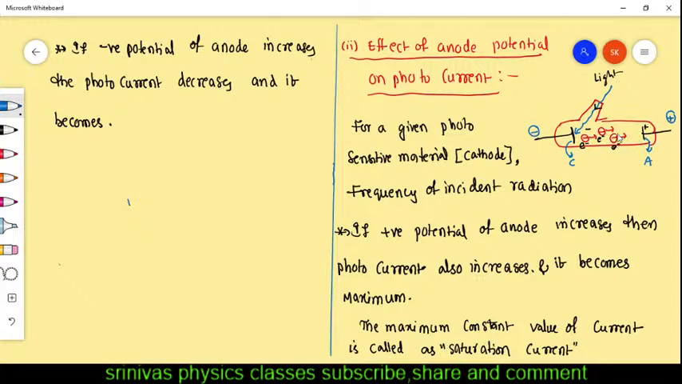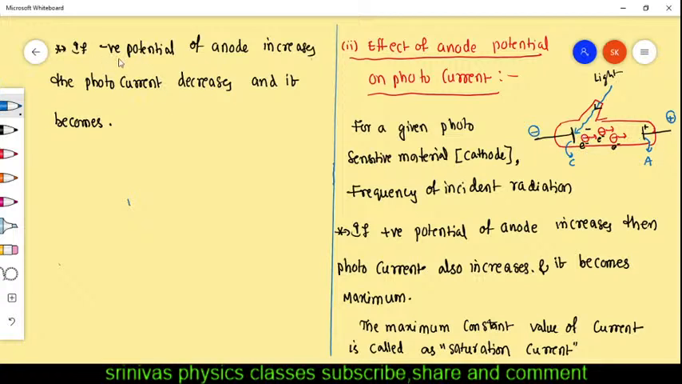At the moment, the repulsion force increases because the electrons are negatively charged. The anode is negative. Now the repulsion force is increased. At a particular negative potential, what happens? All the electrons are repelled. Even one electron is not allowed to reach the anode. At that moment, the number of electrons reaching the anode becomes zero. That's why the current becomes zero.